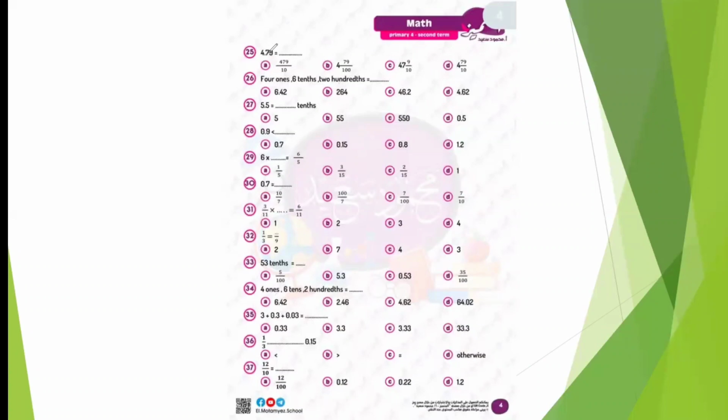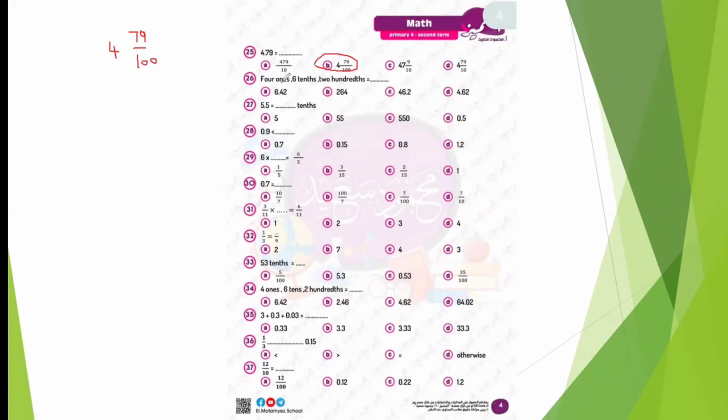25. 4.79 hundredth. I can separate it to 4 whole. Any number before the decimal point, this is the whole number. And write 79 hundredth as a fraction. It will be 79 out of 100. So the answer is B.